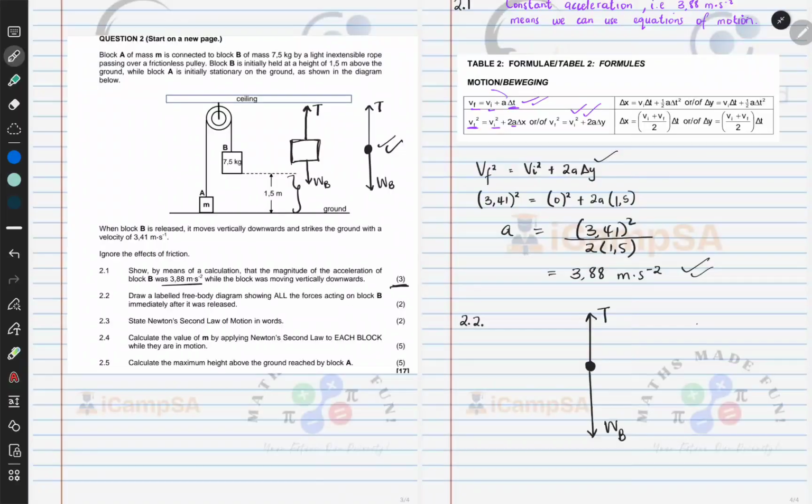They explicitly tell us to apply Newton's second law on each block and then find the mass m, which is unknown. Okay, let's do that. But before we do that, we already have the free body diagram for block B. What about the free body diagram for block A? It will most likely look the same, right, once this thing is in motion. So let's draw the free body diagram for block A first.